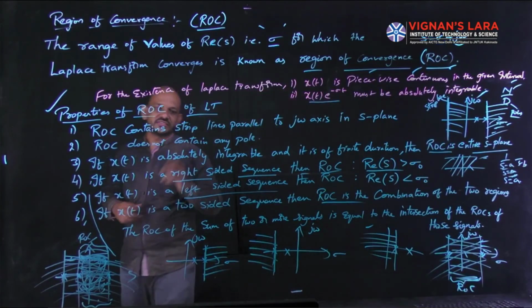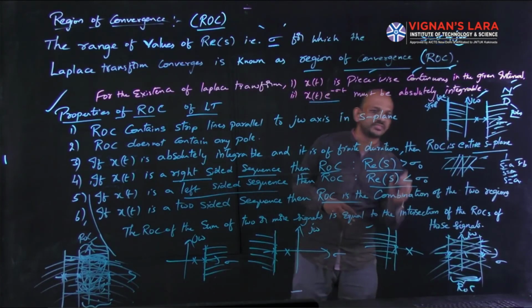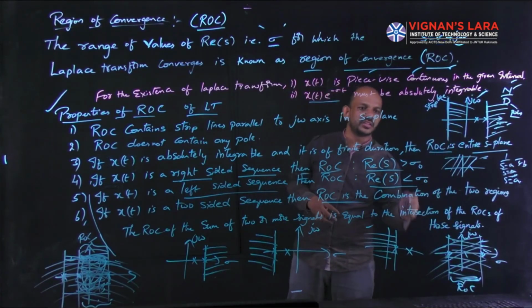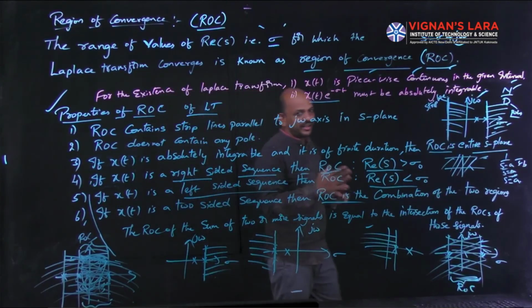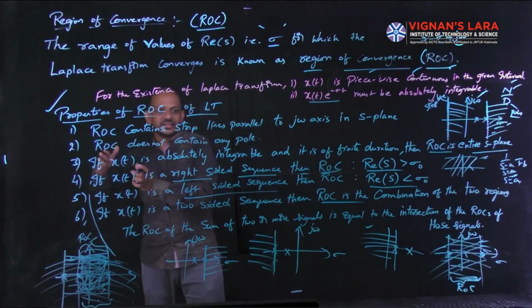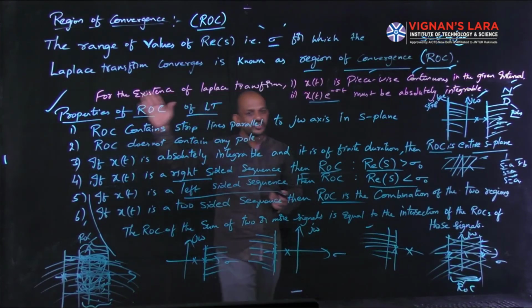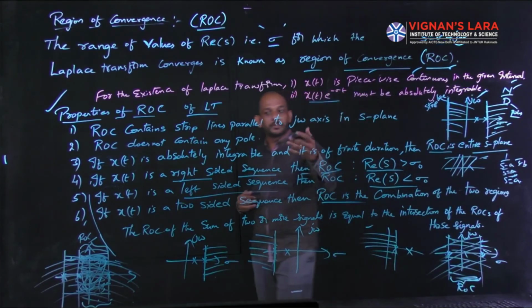If x of t is a left-sided sequence, then the ROC is the real part of s less than some sigma naught value, that is, less than that pole. Or simply, if there are two or three poles, then it will be the leftmost pole, and it is to the left side and extends up to infinity. The region of convergence does not contain any pole inside it.